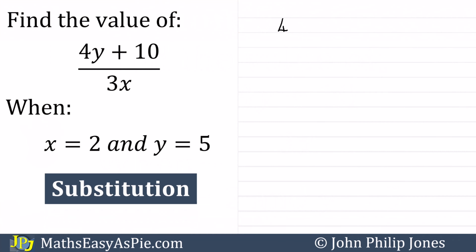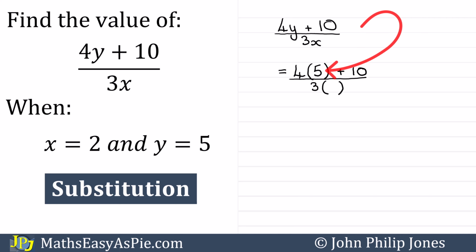We have the expression 4y plus 10 all divided by 3x. I'm going to write out the expression again, replacing the variables x and y with brackets, as you can see here. You can see that I'm writing 5 in the brackets. Now that's because you can see here that y is equal to 5, and these brackets are in the position of y, as was shown here in the original expression.